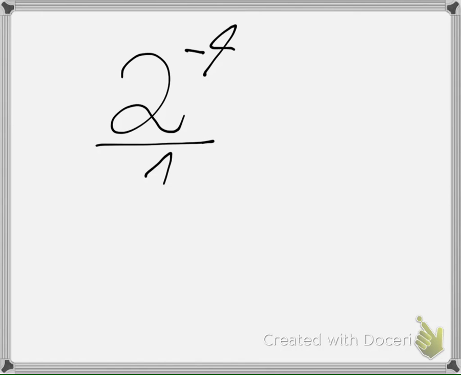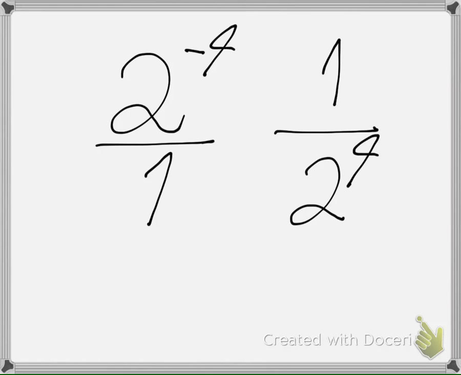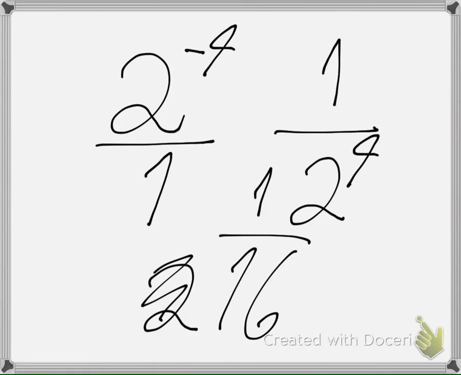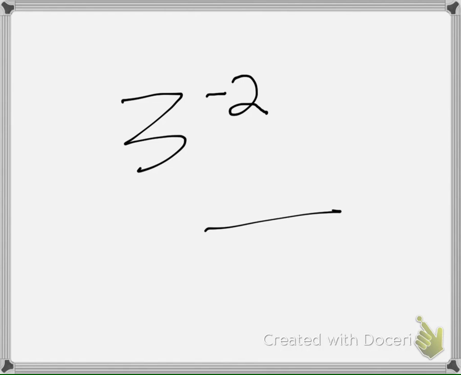The last thing is when you have negative powers. So if you have 2 to the power of negative 4, it's actually pretty simple. Since everything is over 1 automatically, you just have to switch it to get it to be positive. So then we have 16 over 1. That would be your answer for this one. So 3 to the power of negative 2 would just be 1/9.